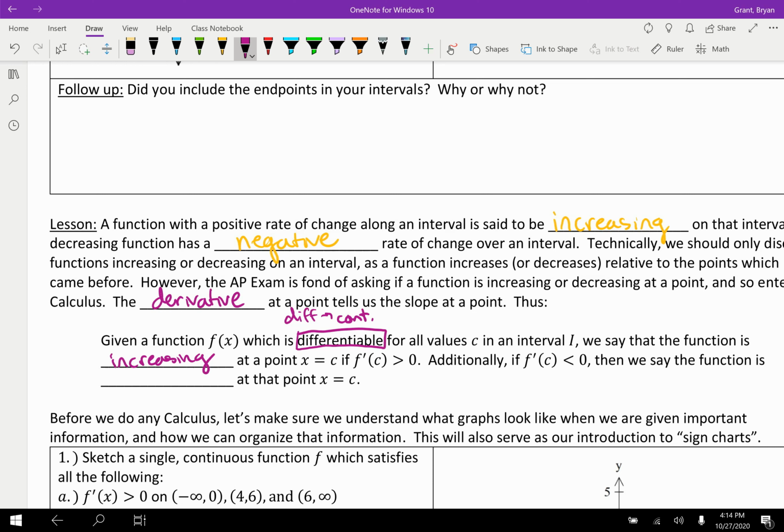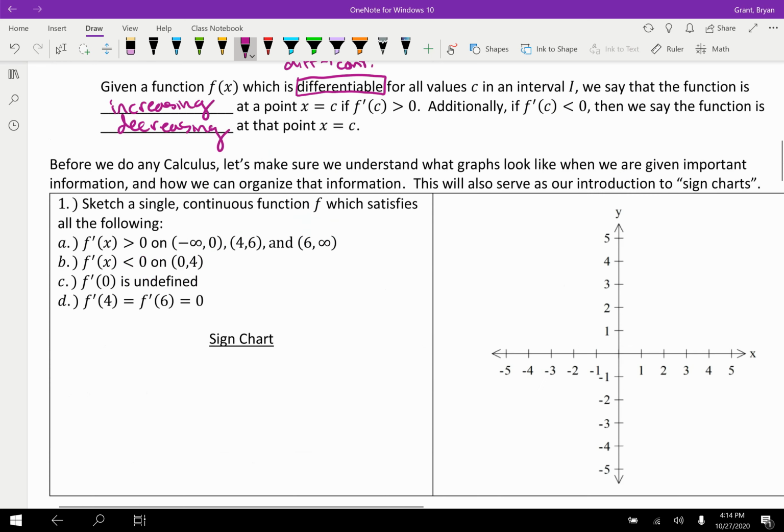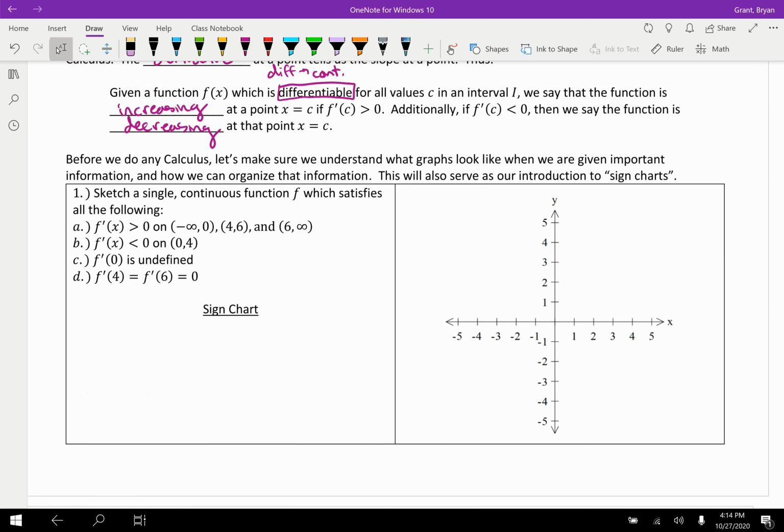Of course, the opposite is true. If f prime of c is less than 0, then we say the function is decreasing at x equals c. Now, before we actually do calculus, we have maybe 3 problems to work through today.